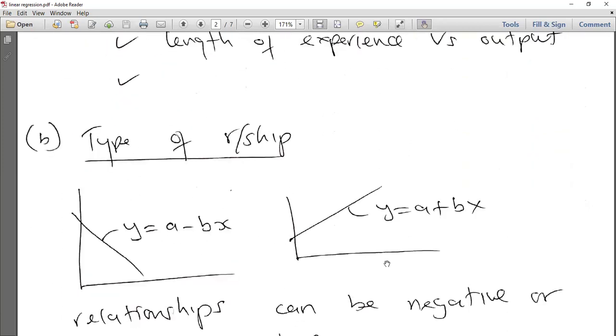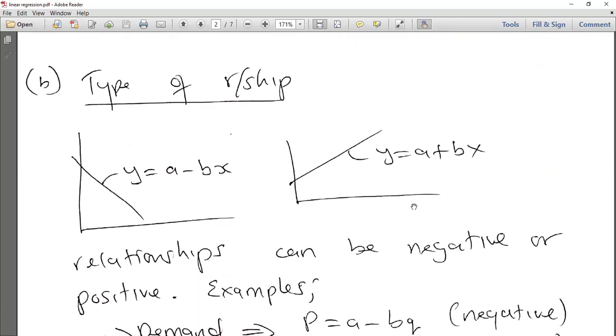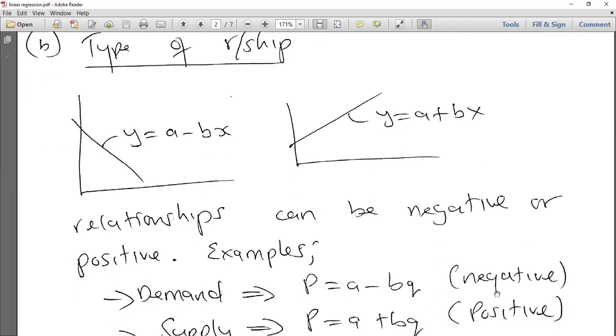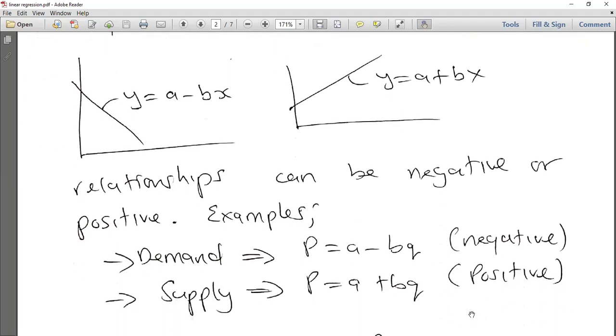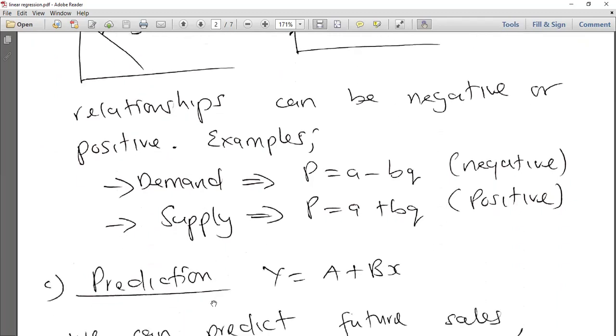The second use is to measure the type, whether the relationship is negative or positive. So when the gradient is negative, just know that this relationship is downsloping. Our gradient is b. When the gradient is positive, just know that this is a positive relationship. So the other use is to tell you whether you have an inverse relationship, which is negative, or a positive relationship, which is positive. Clear examples that we know of are supply and demand. Demand is downsloping, supply is upsloping.